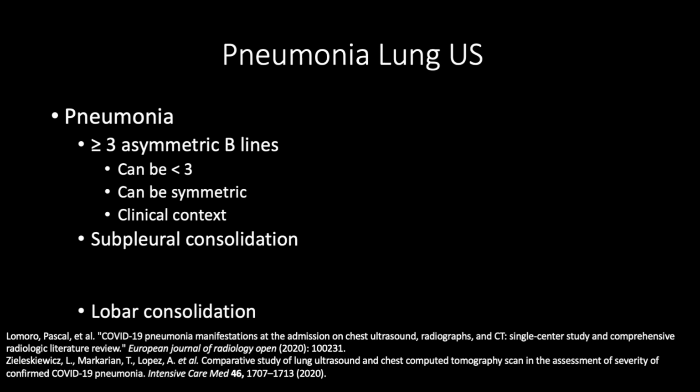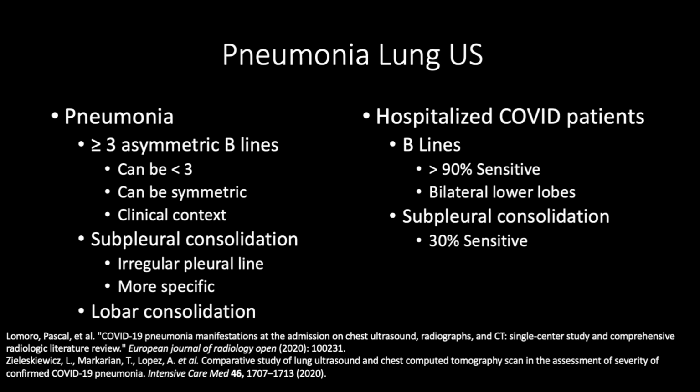So you really have to put this into the clinical context, where looking at the IVC and cardiac function as well as his leg exam can help you evaluate for CHF, and knowing that he has a fever in the setting of COVID with bilateral B lines really increases the likelihood this could be COVID. So those subpleural consolidations are much more specific for pneumonia. In patients hospitalized with COVID, B lines are more than 90% sensitive for COVID pneumonia. The most common location is in the bilateral lower lobes.